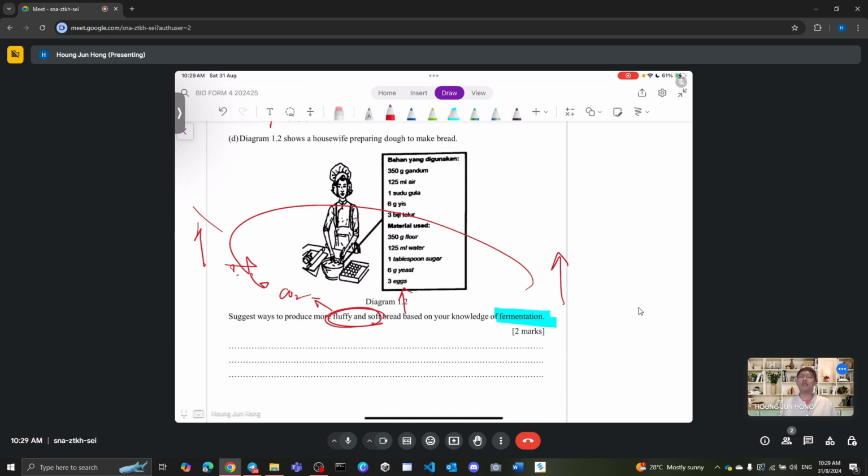Very simple. So now the key is basically how to increase the rate of fermentation. Again, I believe this is something you might not have learned before. This is a fairly new topic. There's never a topic in your textbook teaching you the factors of rate of reaction. No, there's no such thing. But you should know.